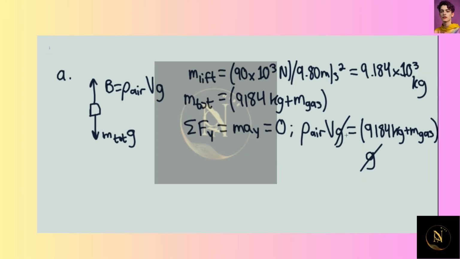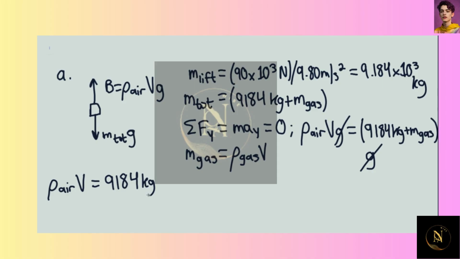Of course, G's are going to cancel out, and so we can write the mass of the gas in terms of V. So we can say the mass of the gas would be equaling the density of the gas multiplied by V. And so we can then say that the density of the air multiplied by V would be equaling 9,184 kilograms plus the density of the gas multiplied by V after canceling the G's out, essentially.